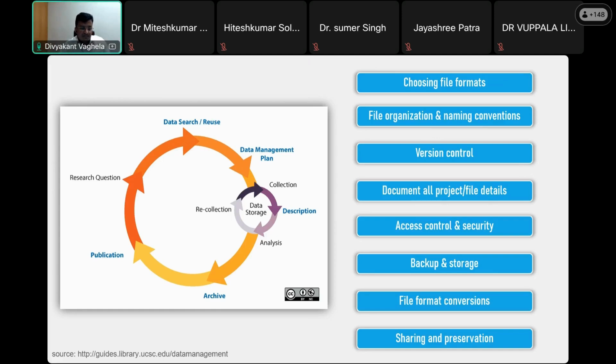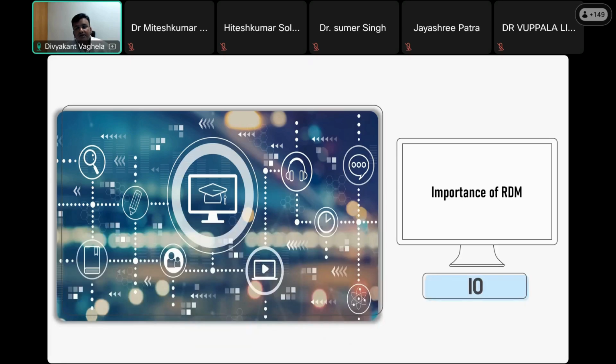And the research data life cycle starts with the research question, where the first thing is to search whether the data is available or not, then comes the management plan, then go for collection, analysis, then if further data is required, then recollect the data. Once it is done, go for archiving and then publishing the results. Now I'm going to the further step, importance of RDM.